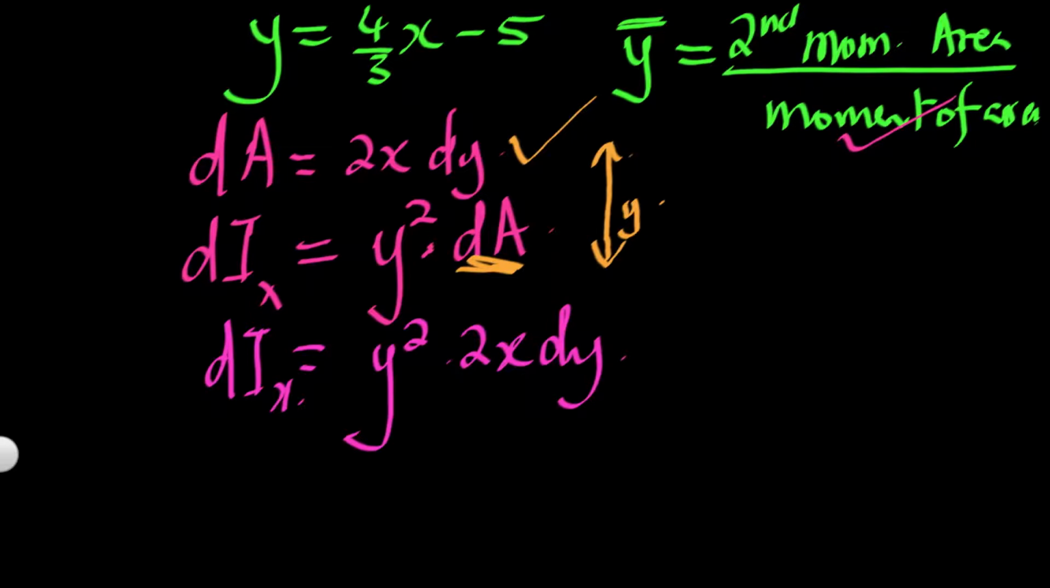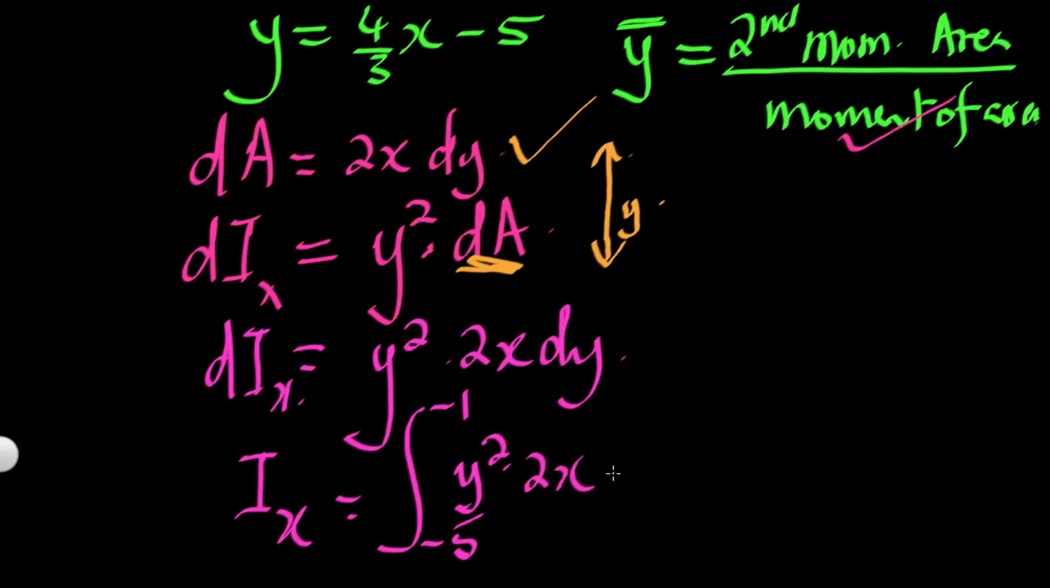So if you want the second moment of area of the whole triangle, we are going to integrate this whole thing here. So ix, in essence, will be equal to the integration from the bottom of the triangle, which is -5, to the top of the triangle, which is -1, of y squared times 2x dy. This is what we should do to find the second moment of area. We just have to do this integral.